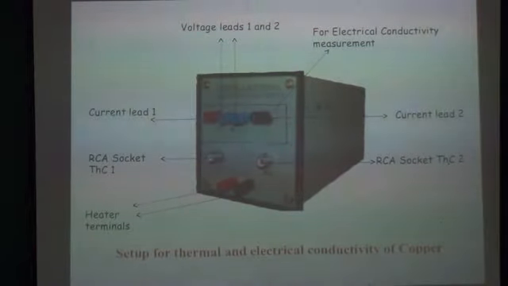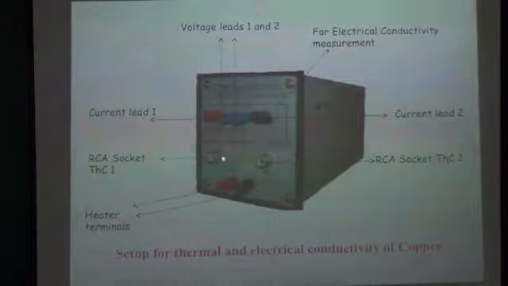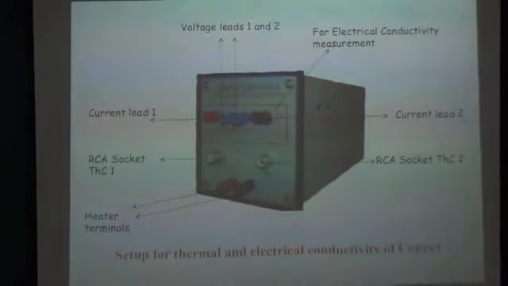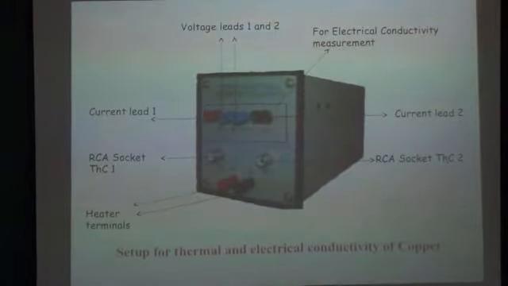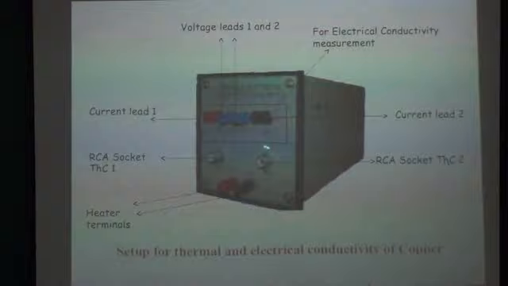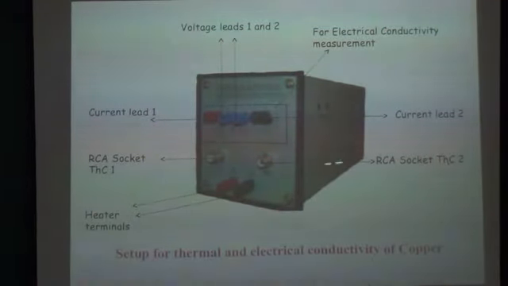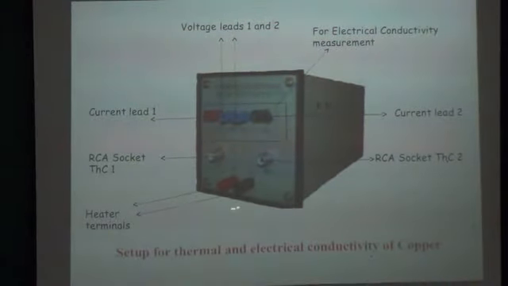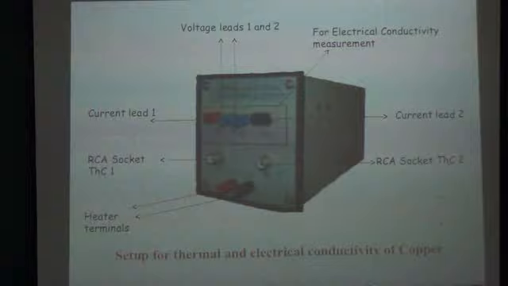Coaxial cable has basically a point connector and the surrounding wire. So here this is the coaxial cable or RCA socket, and inside, one copper constantan thermocouple is connected. Another copper constantan thermocouple is here. So thermocouple 1 and thermocouple 2 are connected to the RCA socket here. We then have the heater connected to these two terminals.